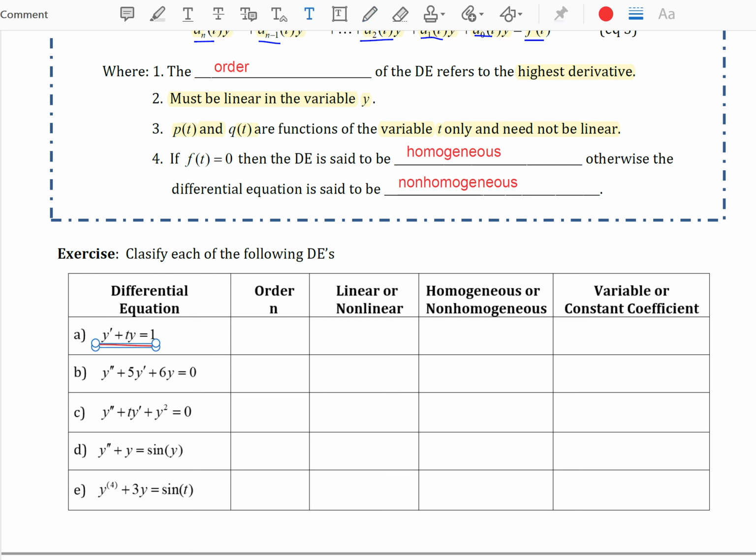If I were to classify this, I'd first talk about its order. And so the highest derivative that we see is the first derivative. So this is first order. Is it linear or nonlinear? So now I'm looking at the y terms, and I'm noticing this y prime. It's a t y, where t is your coefficient, but it's just y. It's not y squared. This would be a linear DE. Because the right-hand side is not 0, we refer to it as non-homogeneous.